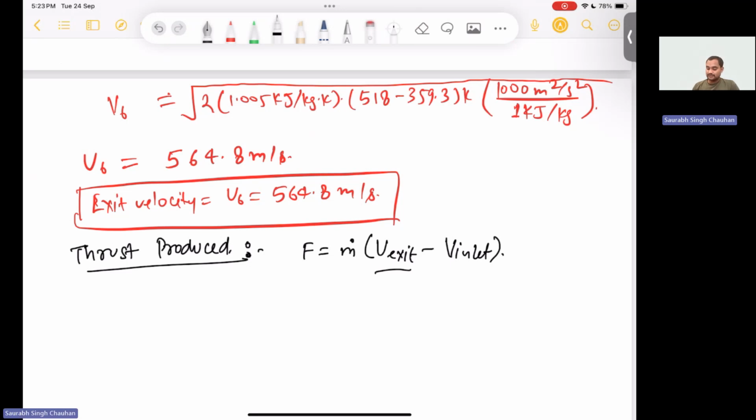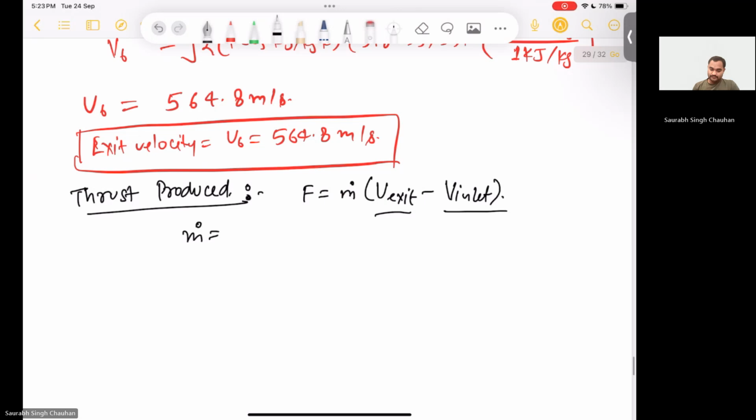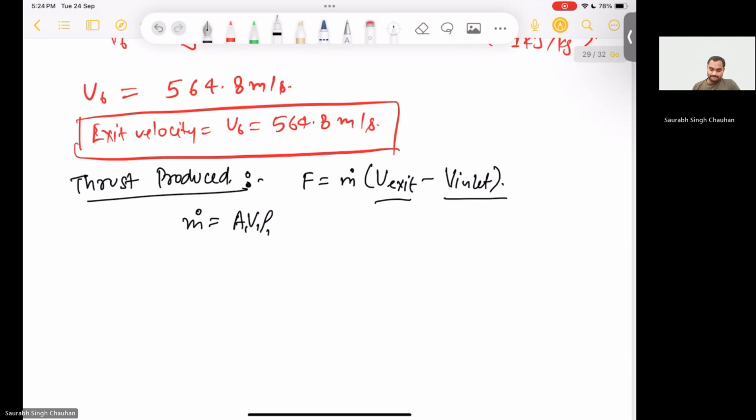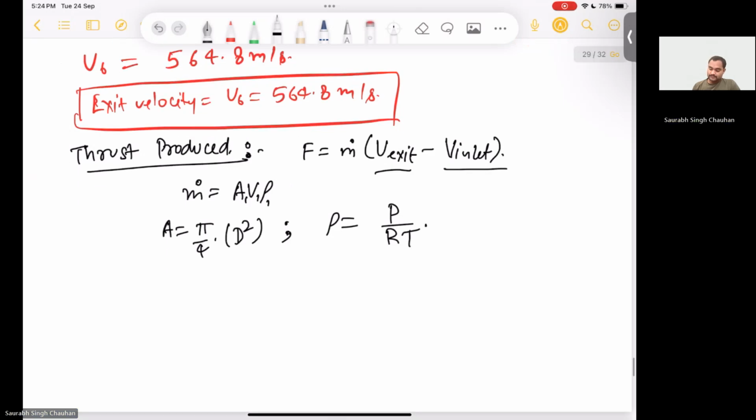We know velocity at exit. We also know velocity at inlet. We need to calculate the mass flow rate, right? And mass flow rate will be equal to area into velocity into density. We can assume the mass flow rate to be constant because it is a steady process. Actually, we are not assuming, it is the reality. So let us calculate this value at inlet. Area will be equal to pi by 4 into diameter square, and rho will be equal to p by RT, or in terms of specific volume, we can write it as RT by p.